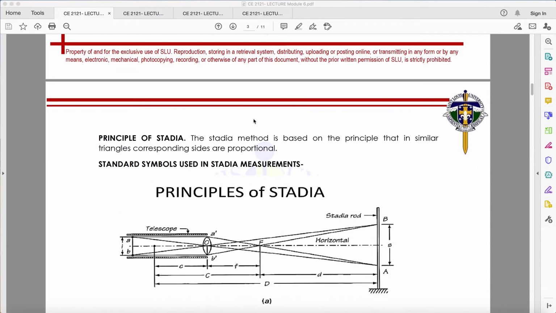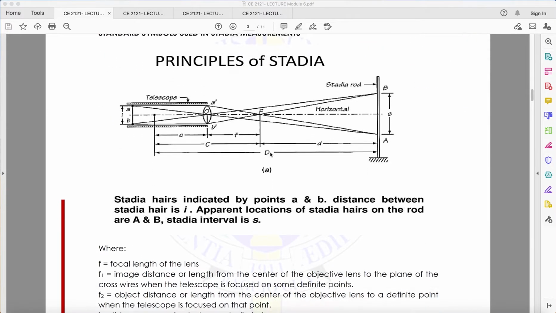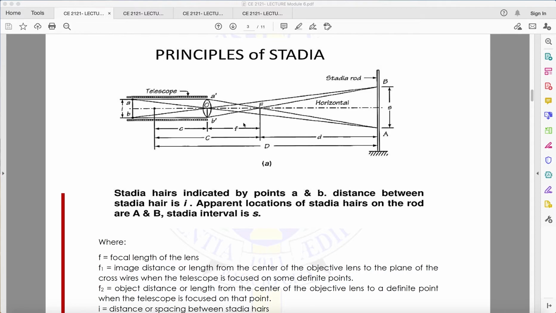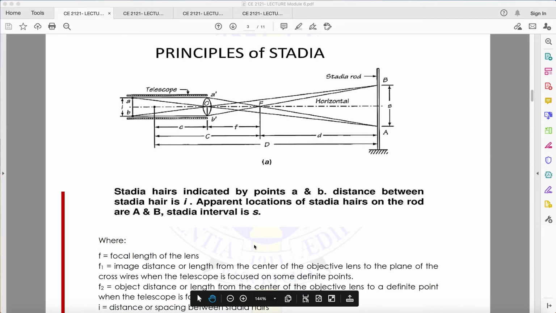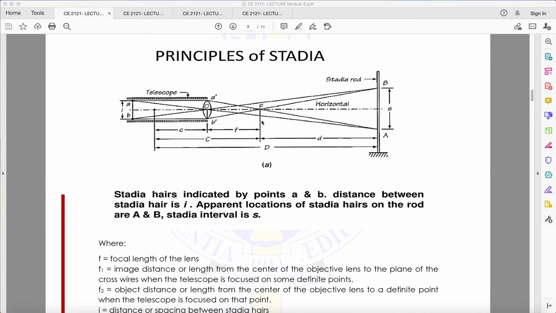Okay. So the principle of stadia. The stadia method is based on the principle that in similar triangles, corresponding sides are proportional. So standard symbols used in stadia measurement. This is your telescope. This is your stadia rod. We have here the f. f is the focal length of the lens. I hope you can still remember your physics where you were able to discuss focal length of a lens. Okay, so that is the focal length.